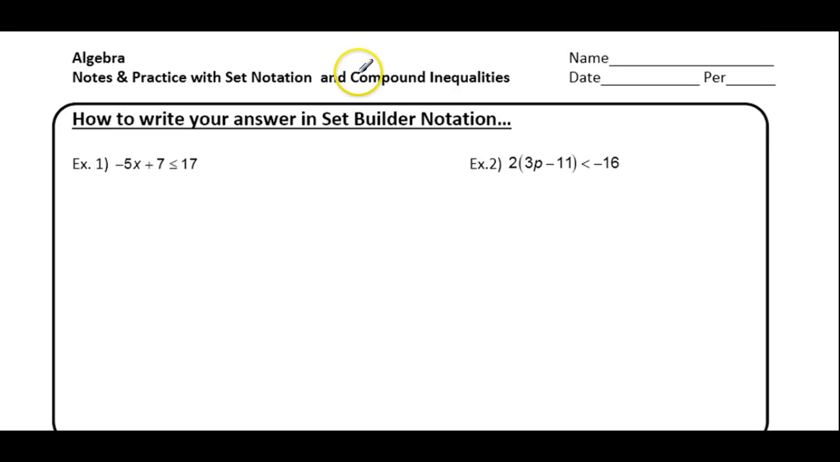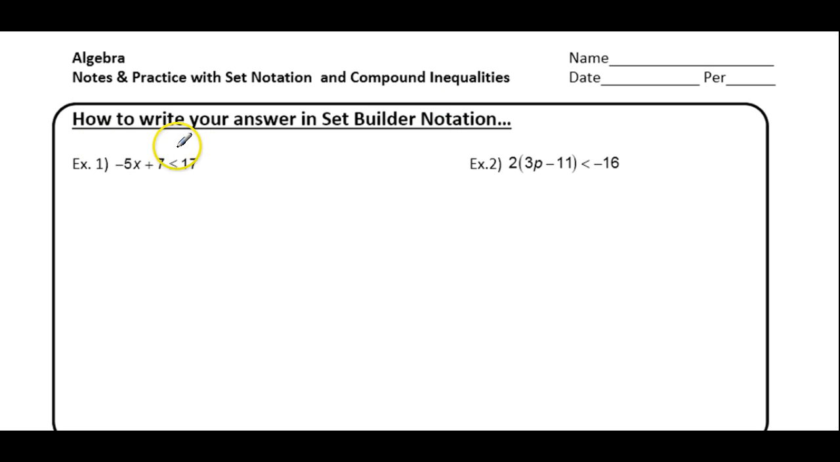Alright, so for this podcast, we're going to be talking about writing our answers in set notation and solving compound inequalities. We've already talked about writing answers in set notation with our equations and functions, so it's kind of a review. Really we're going to focus a lot more on the compound inequalities and solving them, and how to write them in set builder notation.